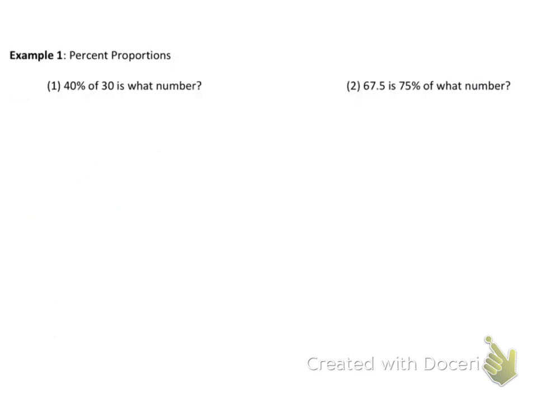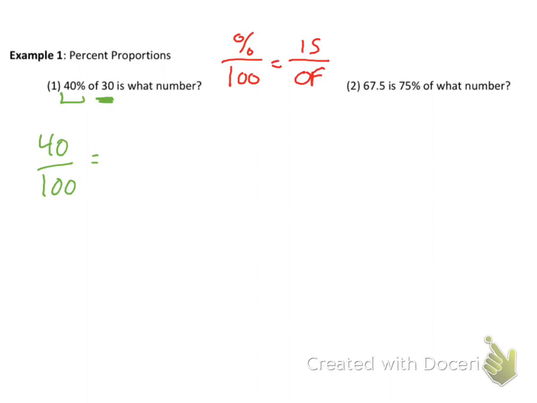40% of 30 is what number? So just remember, this is the proportion that we are trying to set up. If I start to fill that proportion out, my percent that's given to me is 40, so 40 out of 100. And then this is saying of 30, so 30 is going to fill out the of category. Is what number? is my unknown.